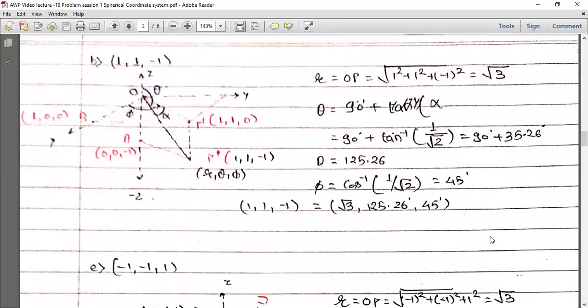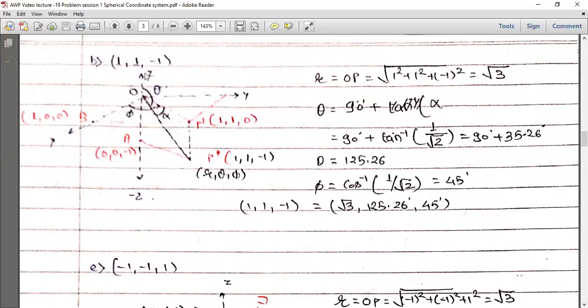Now this is our next question. The point which is having rectangular coordinates 1, 1 and minus 1. X coordinate is 1, Y coordinate is 1 and Z coordinate is minus 1. So obviously it will lie in the 8th octant, in this particular region below the xy plane. This is positive x-axis, this is positive y-axis, and this is negative z-axis.